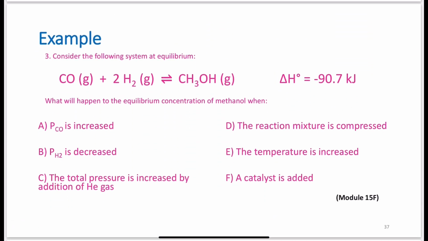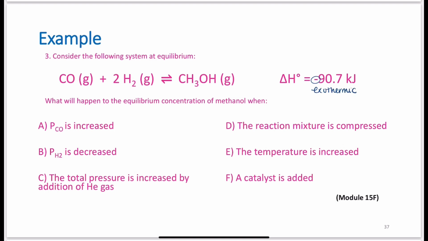Okay, what's this one? Le Chatelier's principle. Consider the following system at equilibrium. I've got carbon monoxide reacting with hydrogen to form methanol. I've got a delta H here that's negative. I don't much care what the value is, to be honest with you. It doesn't make a difference in this chapter what the value is. What matters is that negative sign. That tells me that this reaction is exothermic.